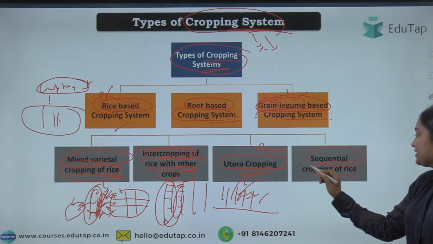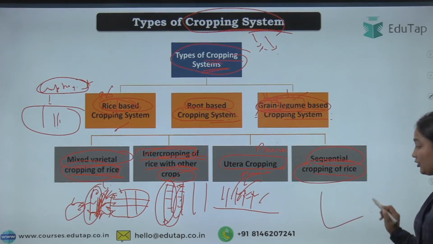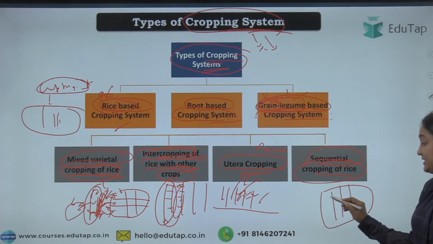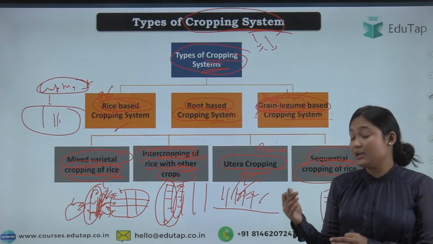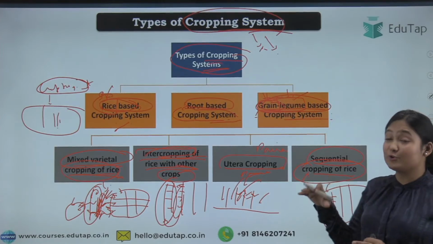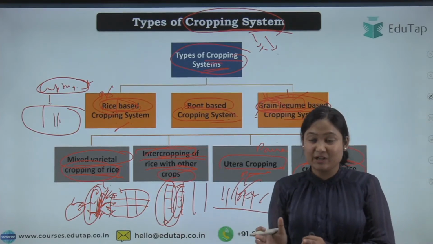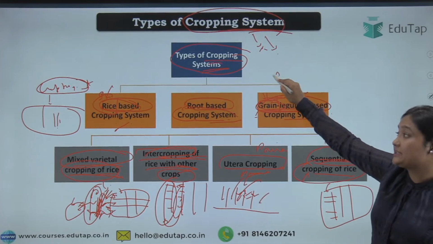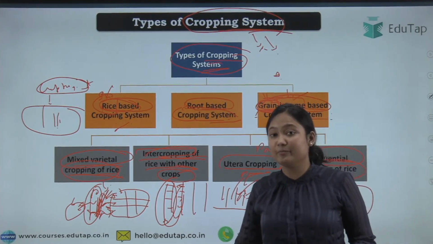So next, talking about sequential cropping of rice. As we know, you are growing rice, and since your rice has exhausted the nutrients from the field, you are growing the next crop to replenish the nutrients, so you can grow your rice in the next season too. So I hope that is clear, all the cropping systems. If you have any doubt, you can ask me here.